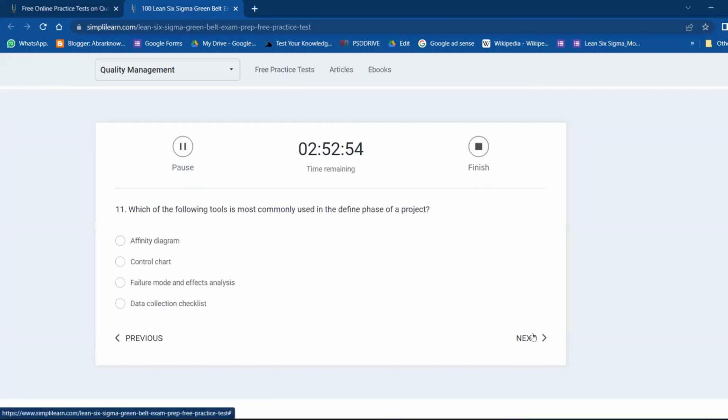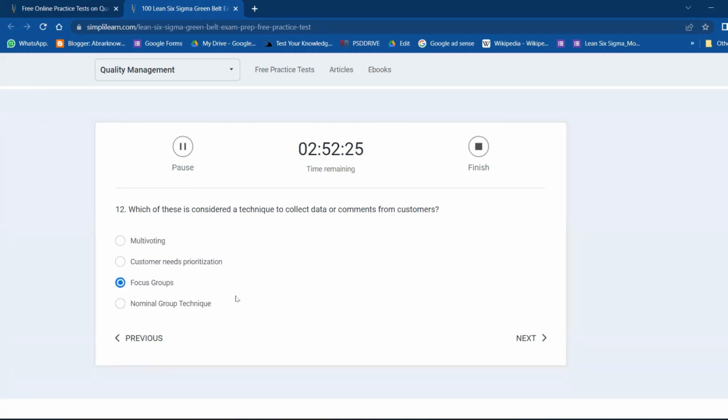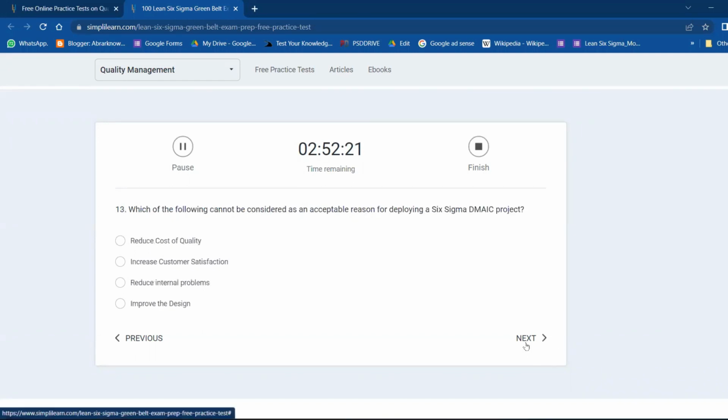Let's go to the 11th question. Which of the following tools is most commonly used in the define phase? You all know that in the define phase we can use an affinity diagram or a project charter, because it has the problem description and everything we can put in it. And let's go to the 12th question. Which of these is considered a technique to collect data or comments from the customer? So this is something called a focus group. The 7 new QC tools, I have already covered in the past.